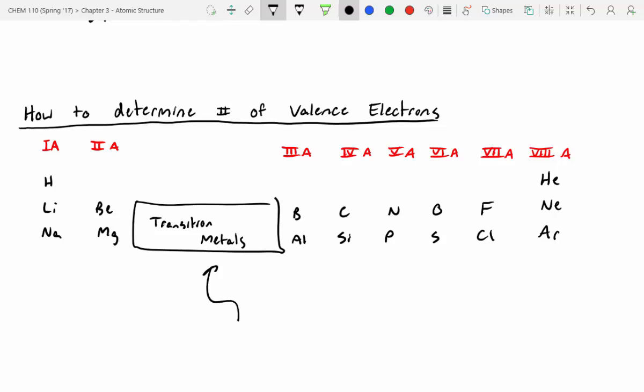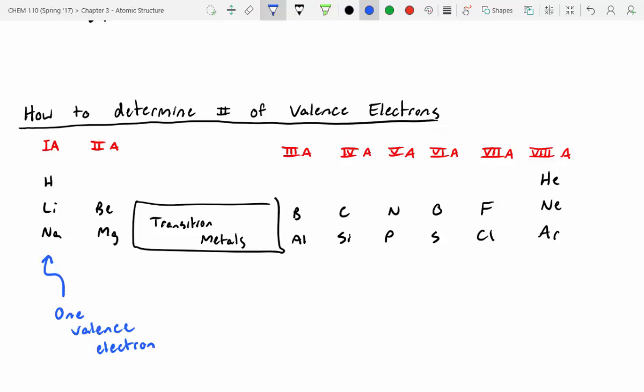And then what I want you guys to look at is the Roman numerals on the top. So we've got 1A, 2A, 3A, 4A, 5A, 6A, 7A, and 8A. All you need to do to determine valence electrons is to find that Roman numeral. So for example, group 1A, how many valence electrons do we have? 1. It's pretty easy. And this is assuming that the atom is neutral, right? So it doesn't have any extra or not enough electrons. It's assuming it's in its normal state.